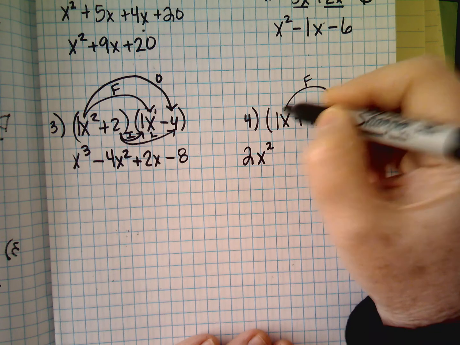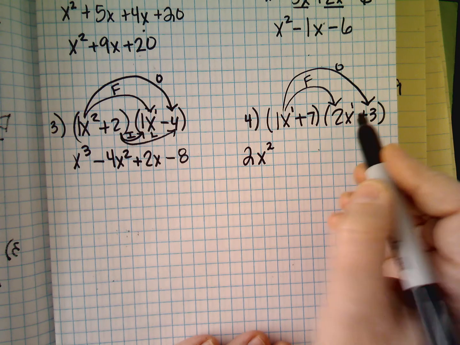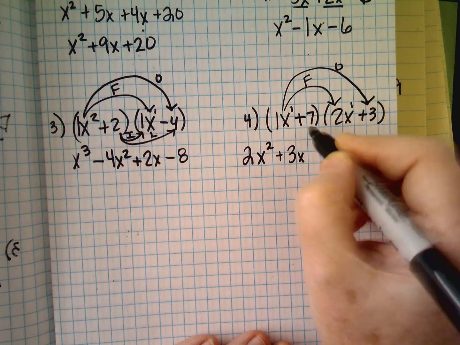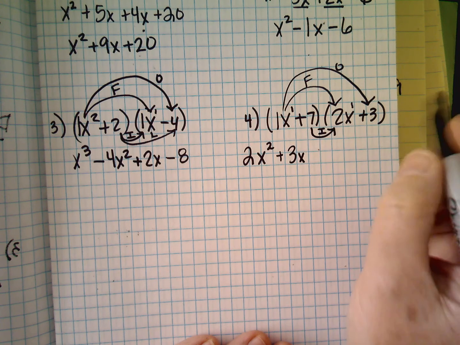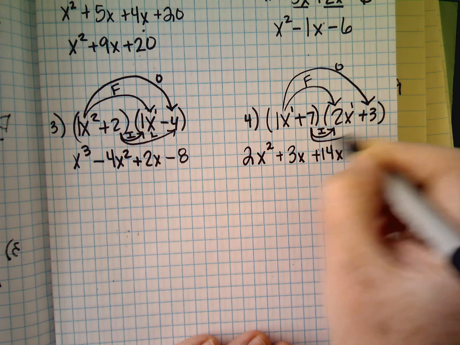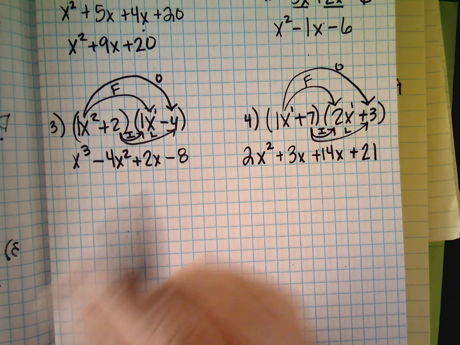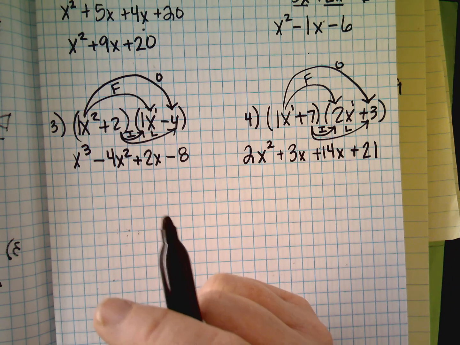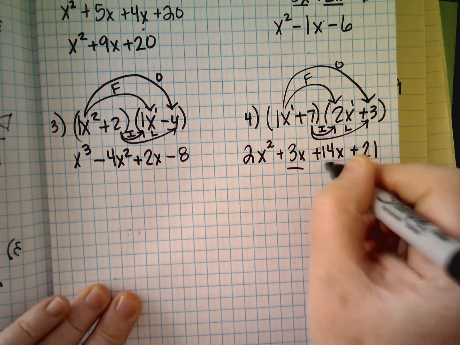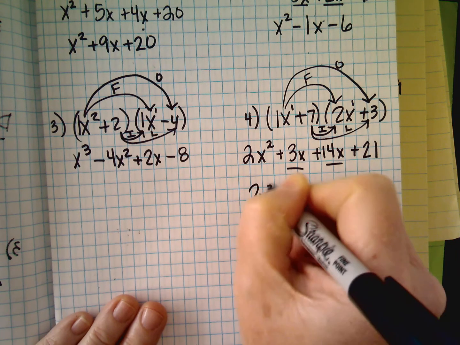Okay? Next, we're going to do outside times outside, and that's 1x times 3. What do we get? 3x. And then we do inside times inside, and what is that? Yes, it's 14x. And then we do last times last, 21. Look closely. Do you have any items that their variable parts are identical? The 3 and the 14, are they both positive? Then when we add them together, what do we get? Okay.